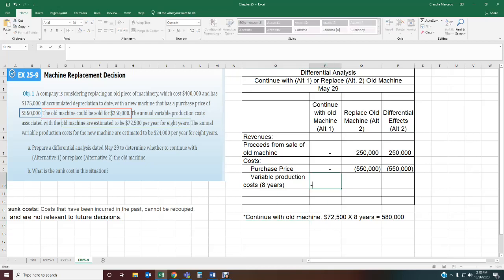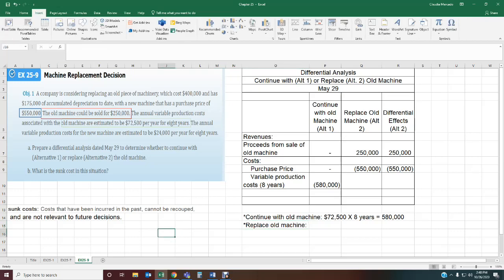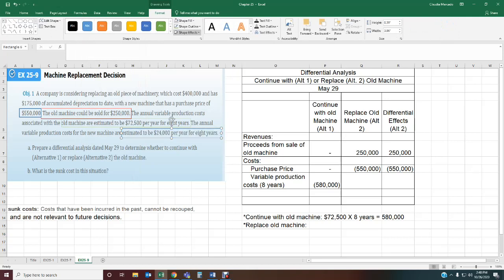Okay, so if I keep my old machine, I'm going to spend $580,000 in variable production costs. Now, because it is a cost, I'm going to put it in parentheses. Every time it's money that you're spending, it's a cost, you put it in parentheses. Okay. Now, what if I decide to replace the old machine? Well, we're also going to have some costs associated with that. Okay. It says that my cost per year is going to be $24,000.